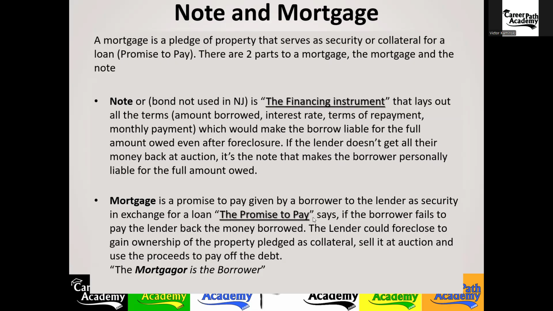And if you don't pay them back, according to the terms in the note, which is the financing instrument, which lays out all the terms, then the lender could foreclose to gain ownership of the property pledged as collateral, sell it at auction, and then use those proceeds to pay off the debt. The mortgagor is the borrower.